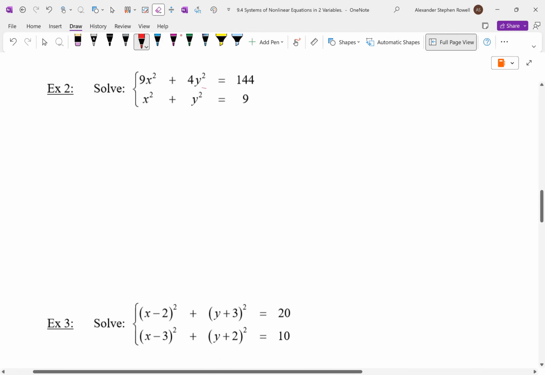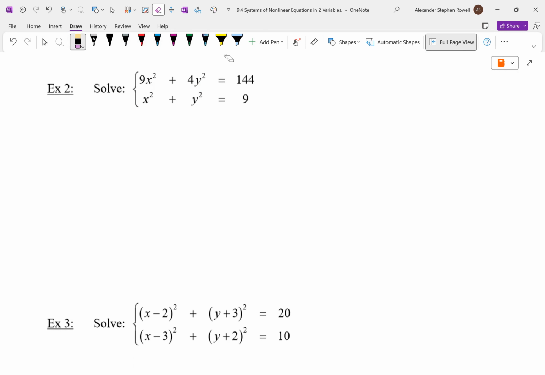Does anyone know what this equation looks like? Circle? What does this equation look like? Yeah, it's a circle, but when you multiply by a number in front of x squared, it's going to stretch it or shrink it. Yeah, so this is an ellipse. And the y, same thing. So one's a circle, one's an ellipse.